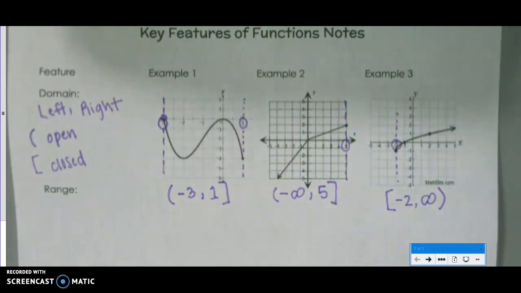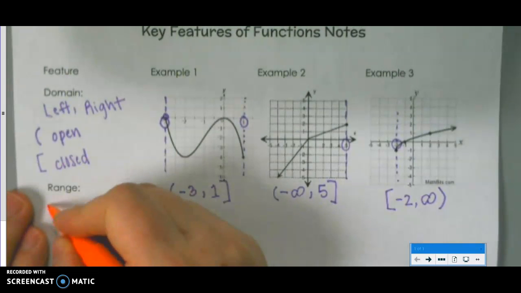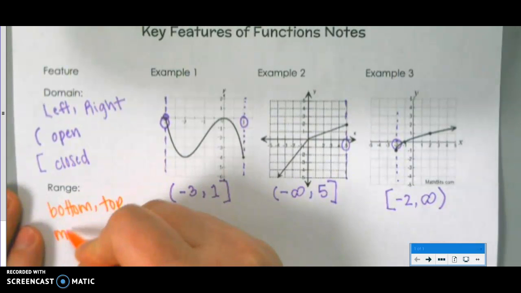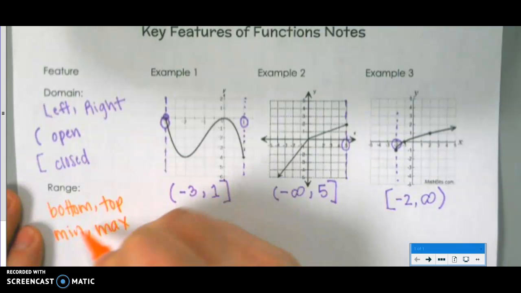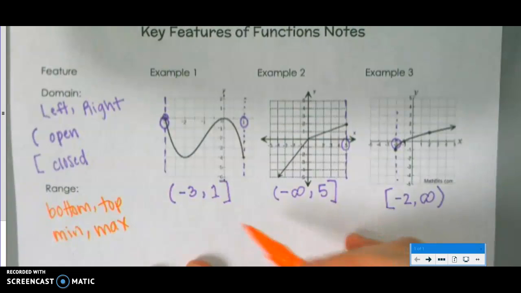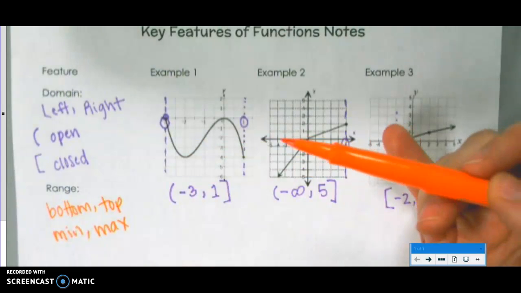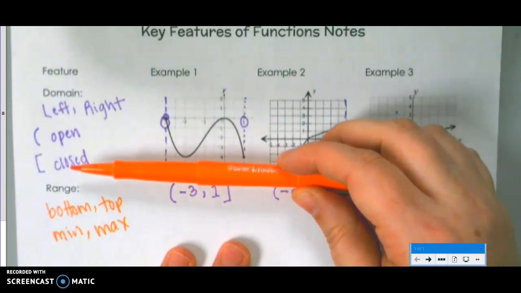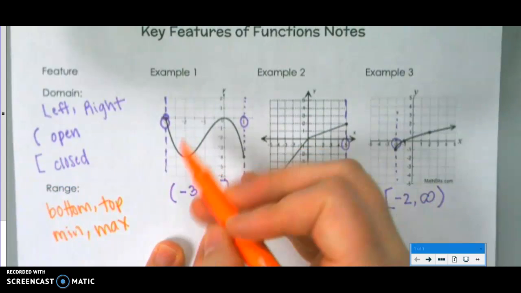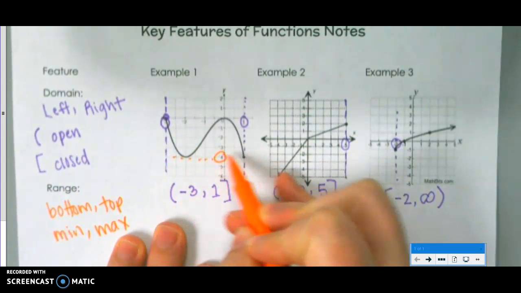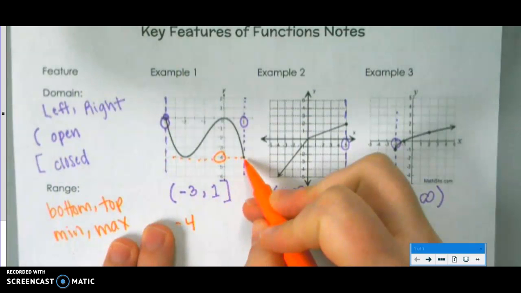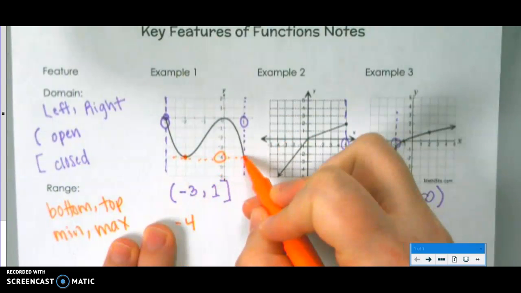All right, range, we're going to follow the same strategy, except we're going to start from the bottom and go to the top. So bottom to top, from the minimum to the maximum. And the same rules apply for the parentheses and the bracket. All right, so I'm going to approach my graph from the bottom. And that's all kind of matching up, so it doesn't really matter which one you look at. But I can see that the lowest y value on this graph is at -4. There is an actual point there. Those are points, so they get a bracket.